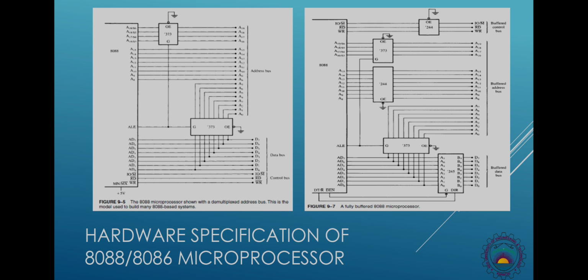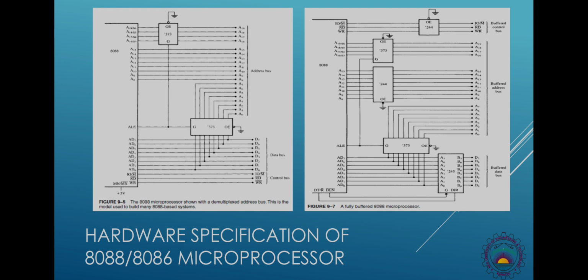The next 8 address lines A8 to A15 are dedicated address lines, so there is no need of a latch here, and you have A8 to A15 without any latch. The last 4 address lines A16 to A19 are multiplexed with the status lines S3 to S6. So for demultiplexing address from status, you have used a second 74373 latch.